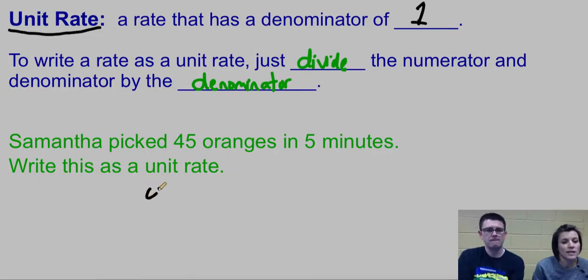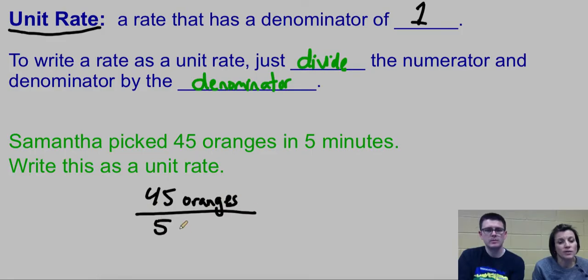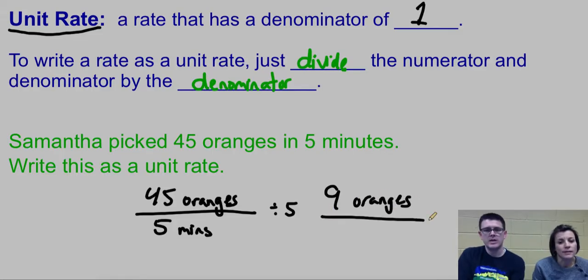So if we go back to the example we just did, 45 oranges in 5 minutes, we're going to actually do the division of this rate to make it a unit rate. So 45 divided by 5 is going to give us 9 oranges per 1 minute. And the denominator is always 1 because 5 divided by 5 always gives us 1. And that's what our goal is, to have that denominator of 1.